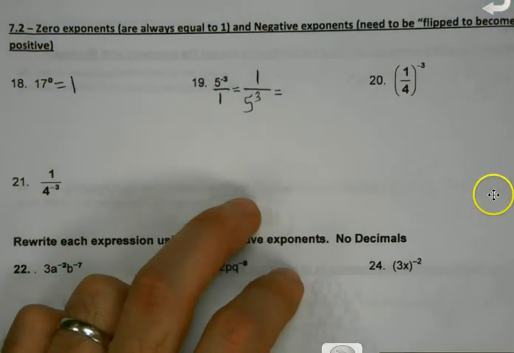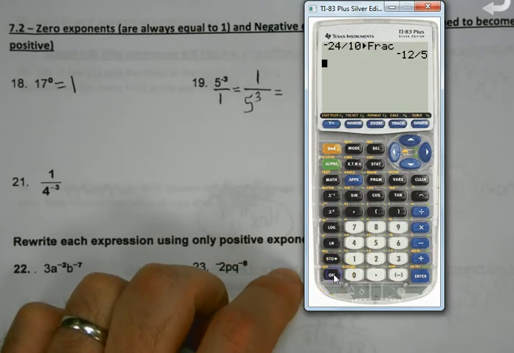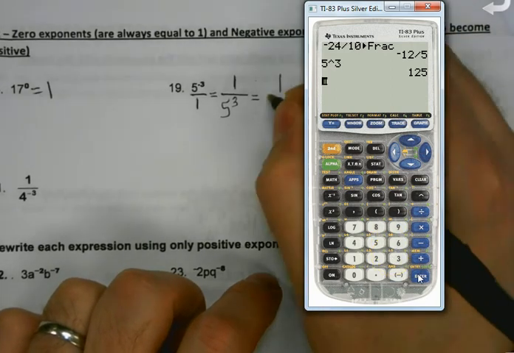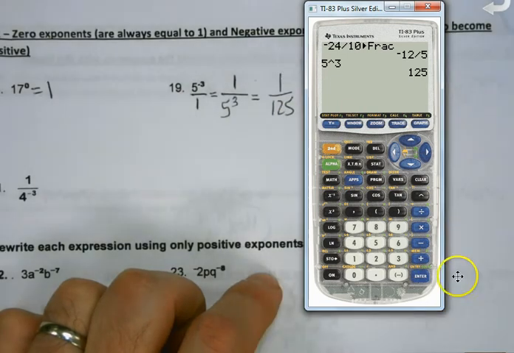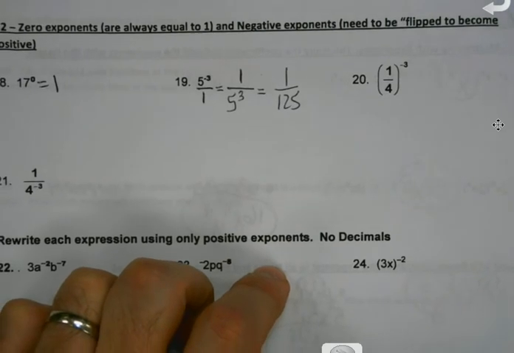And if I'm not sure what 5 to the third power is, and no, it's not 15, reminder, your caret button is your exponent button. So I can do 5 to the third and get my answer. Okay, and I really don't want decimals here, so that's going to be my solution. Okay. So same idea. I'll do one more here.